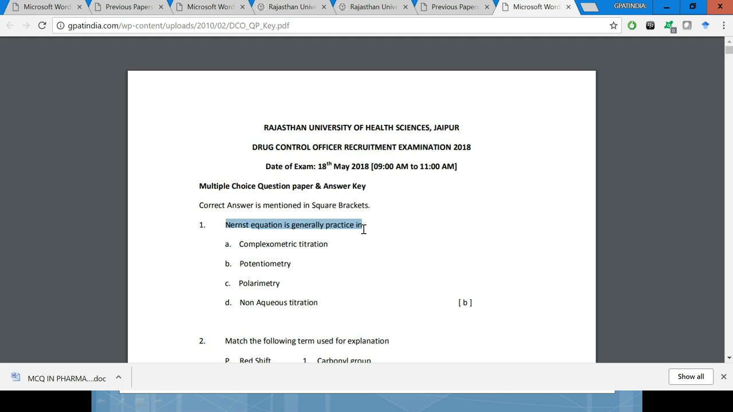So who was Nernst? Nernst was a German chemist who formulated this equation. His name was Walter Nernst. And you know, the Nernst equation relates the reduction potential of an electrochemical reaction to the standard electrode potential, temperature and activity. So for sure it is related to potentiometry. So this is the correct answer for it.